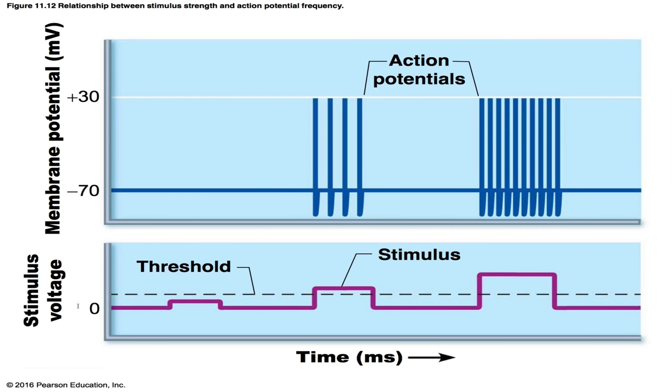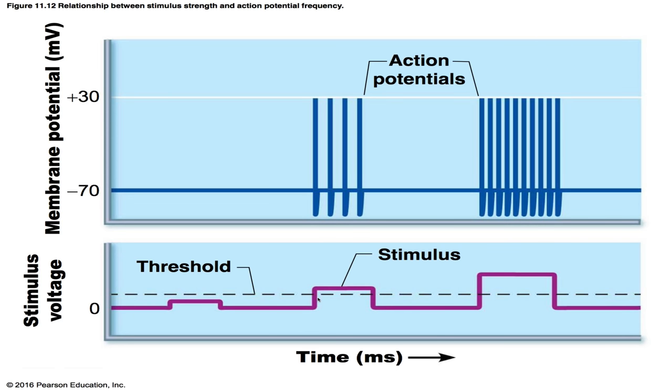So when you look at this image over here, this graph, this is showing you the stimulus in volts. Again, this is the threshold that needs to be met. And this is the membrane potential of a neuron across the neuron's cell membrane. And this is the resting membrane potential of minus 70. When the voltage is zero, in other words, there's no stimulus being applied, the membrane is at its resting membrane potential of minus 70 millivolts.